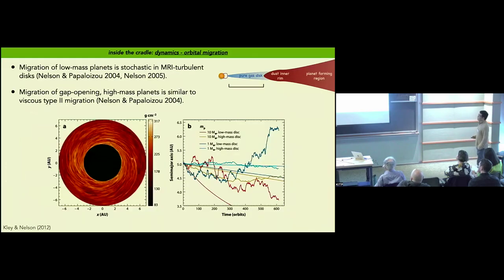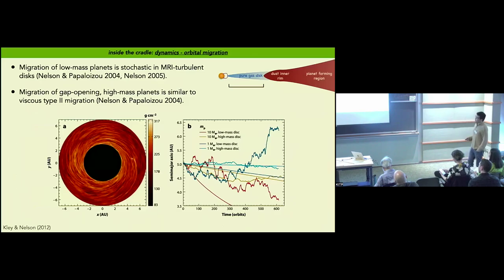Okay? Now, if you move into the inner disk where things are turbulent, okay, let's assume that somehow the planet moves into this area, right? Things are turbulent. If your planet is low mass, if it's not opening a gap, it will do just stochastic migration because it's turbulent and you are seeing a bunch of turbulence, right?